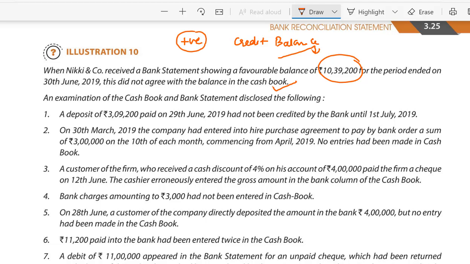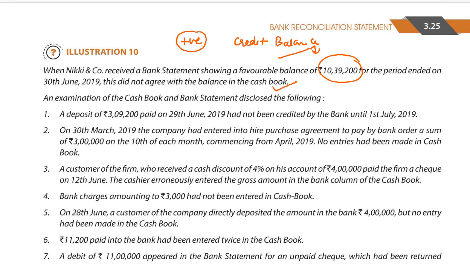A deposit of, so we need to make changes in the bank statement only in accordance with the cash book. Do what the other has done. A deposit of 3,09,200 paid on 29th June 2019 had been credited by the bank only on 1st July 2019. So over here, the deposit is added in the cash book. Over here also we need to add. Addition needs to be made in the passbook now.